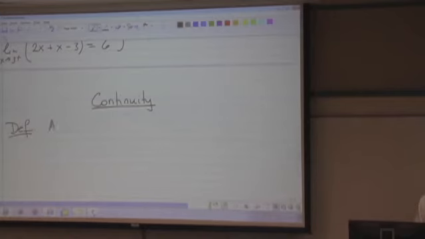So a function is continuous at a number a if the limit as x goes to a of f of x is equal to f of a.